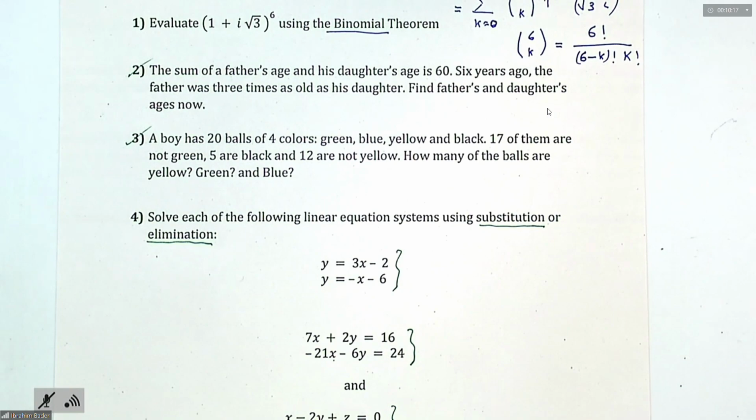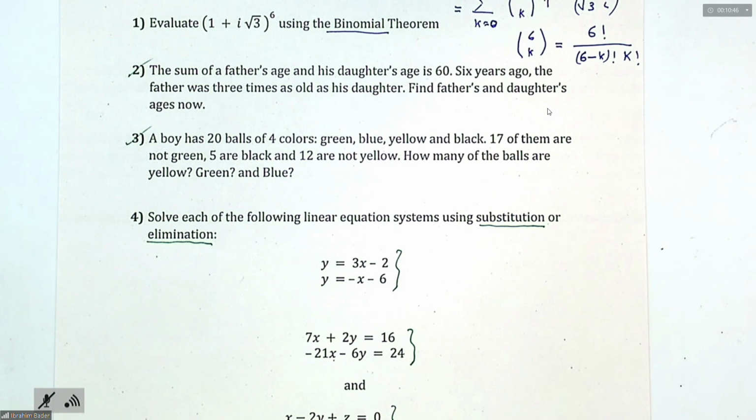You need to construct another equation given from the fact that 6 years ago the father's age was 3 times the daughter's. Think about it a little bit. So the second equation you need to think carefully.